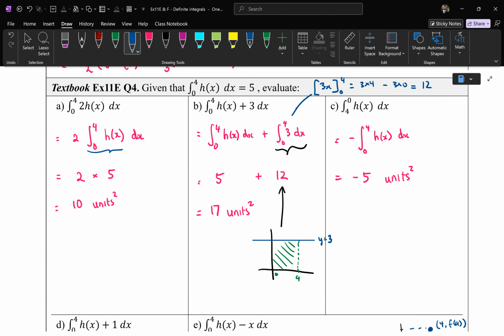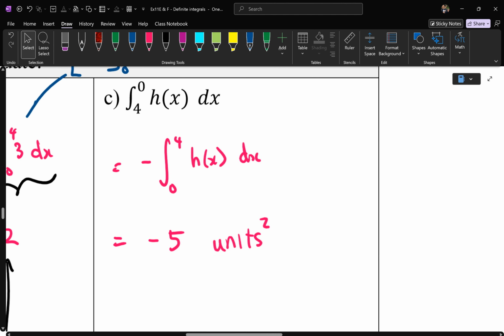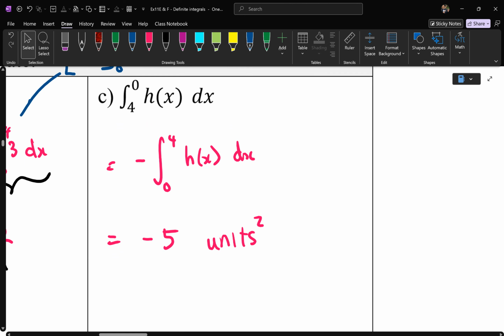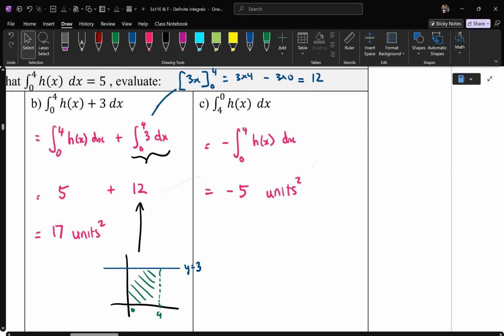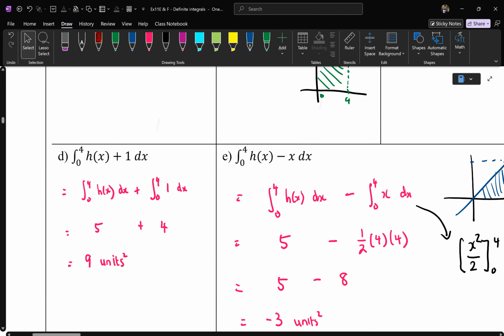And I could do that for the next one down here as well. When you have the antiderivative of 1, I'm just thinking it's a height of 1 and a base of 4, so 4 times 1 gives me an area of 4 for that one as well. So constants are nice to visualize. That's what I meant by a cheeky one. I just did 5 plus 12, which gives me 17 squared units. This one was the negative area property. We know that A to B, you can swap it around to become B to A, and it's a negative version, and hence negative 5.